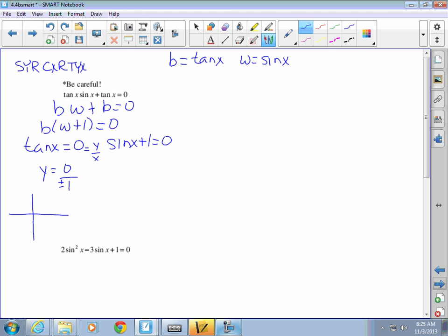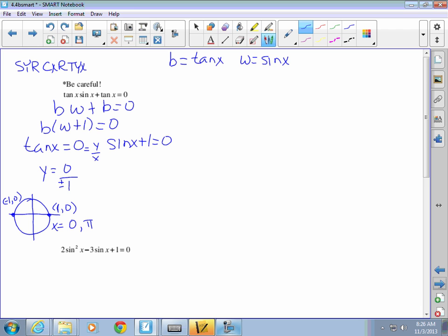So if I draw my unit circle, y is equal to 0 here. So here it is at 1, 0. Here it's equal to negative 1, 0. So that means for these 2 points here, my answer is either going to be 0 or it's going to be pi. So that part is solved.